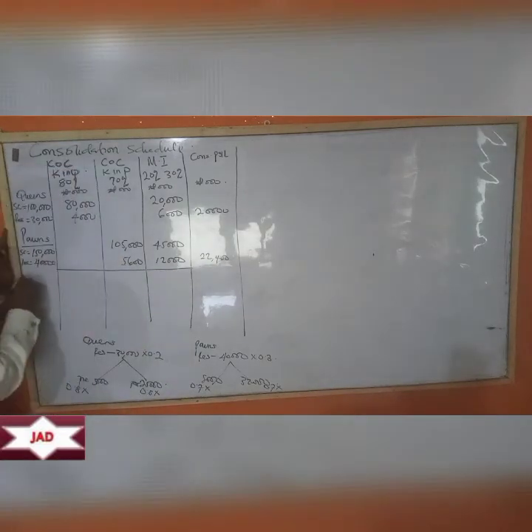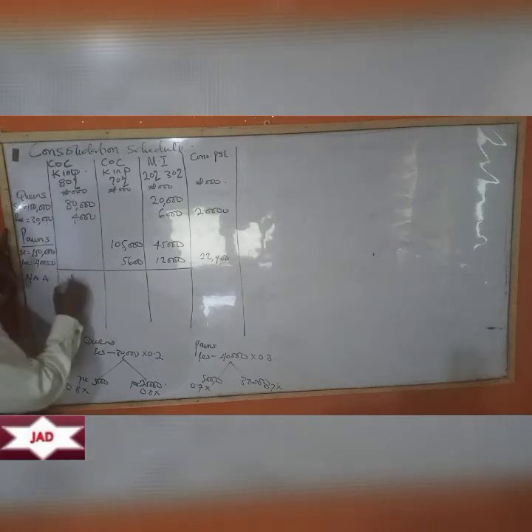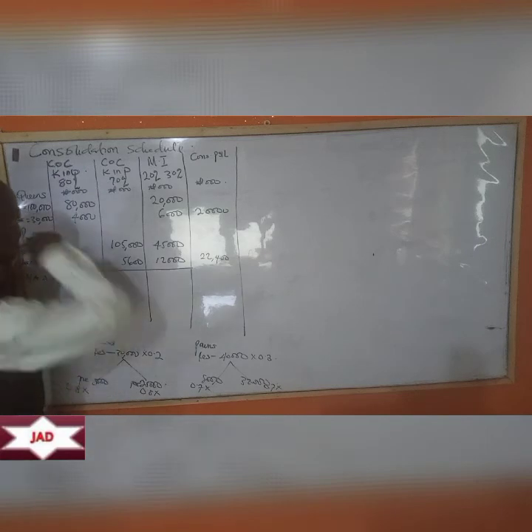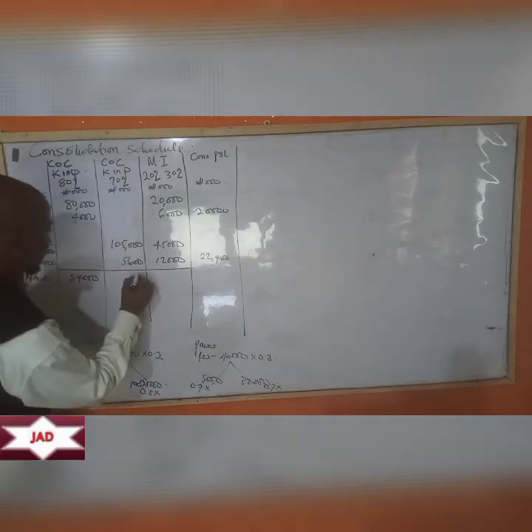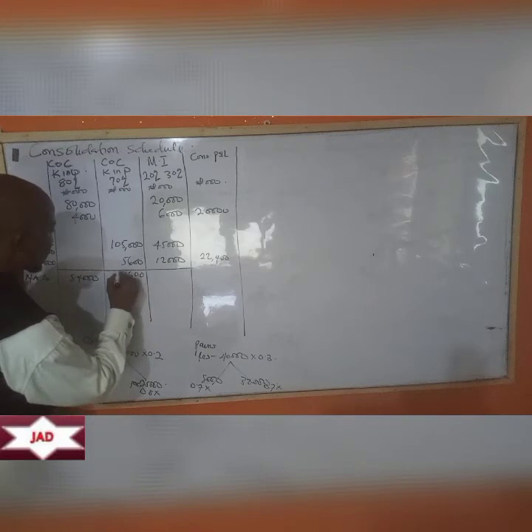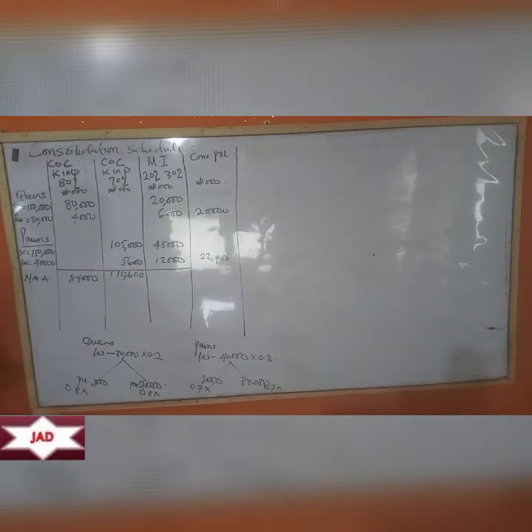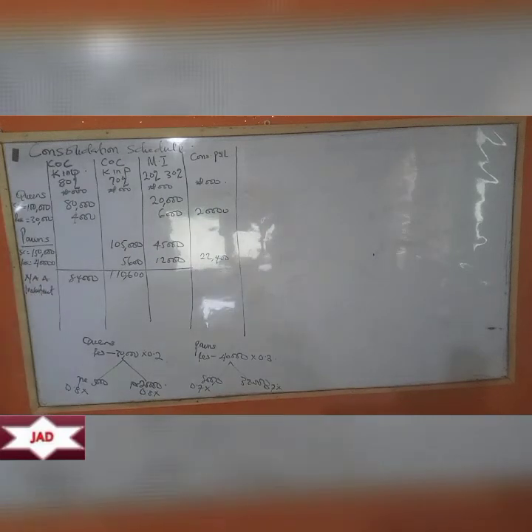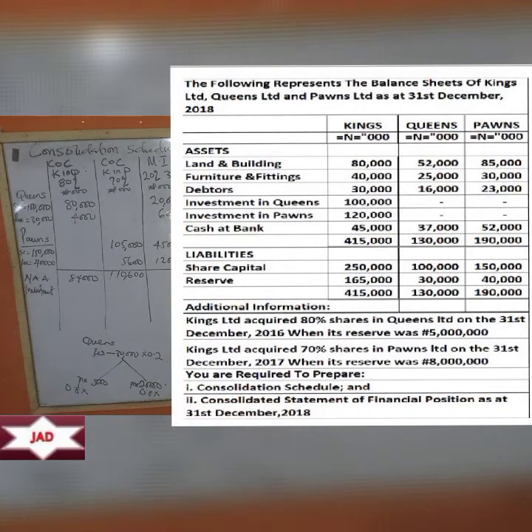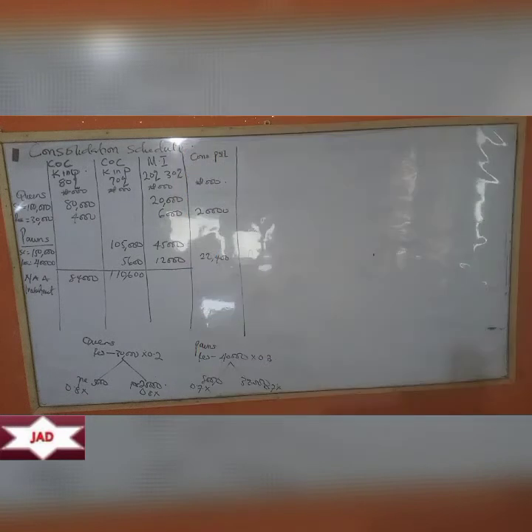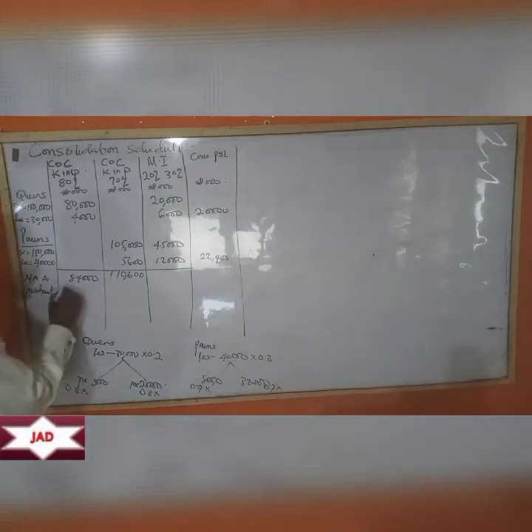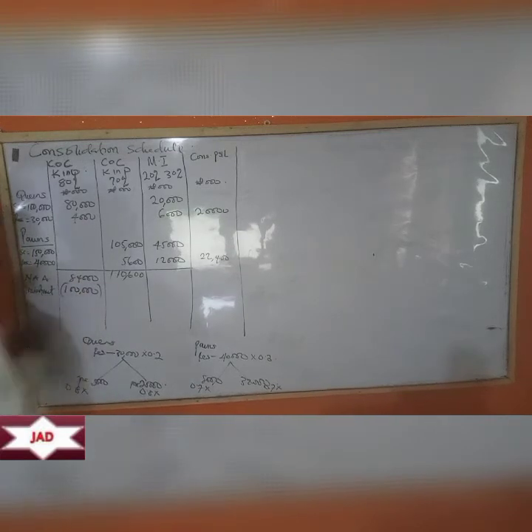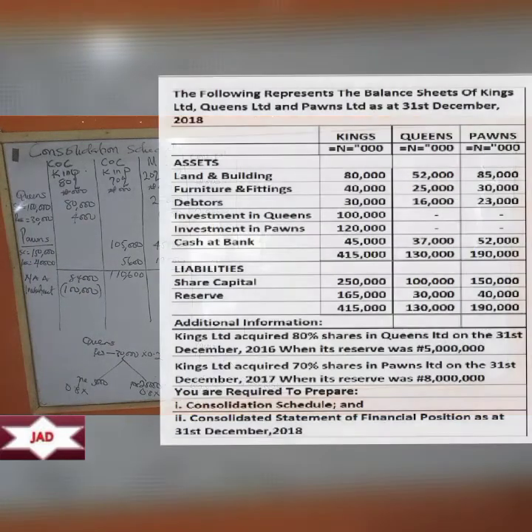So we have net asset acquired. This is 84,000. So this is 105,600, and this is 110,600. So what's our investment? What is the investment of K in Q? 100,000. So we have 100,000 here. What's the investment of K in P? 120,000.